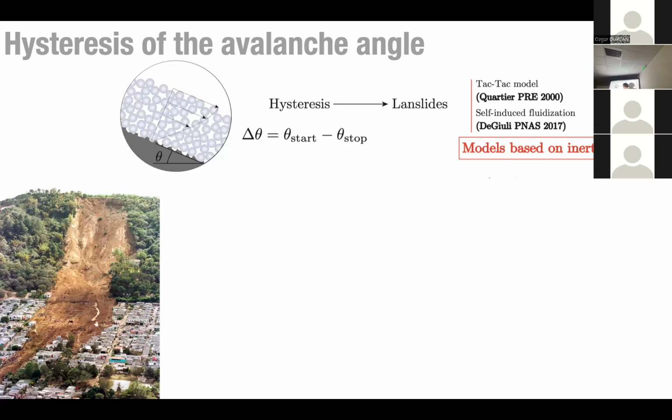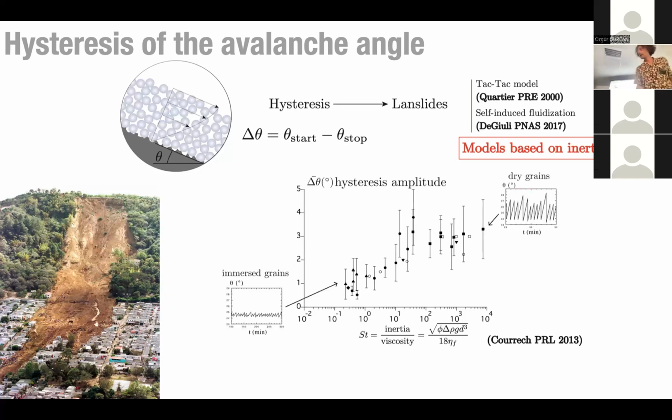It was studied a lot because it has very dramatic consequences on geophysical flows or submarine avalanches. In a sense, the amplitude of the avalanche depends on delta theta, the difference between theta start and theta stop. So far, most models to explain hysteresis were based on inertia at the scale of the grain. Once the avalanche is flowing and has momentum, it's more difficult to stop it, so it stops at a smaller angle. There was this nice study by Courrech du Pont showing that the amplitude of the hysteresis, delta theta, decreases when you decrease the Stokes number, which precisely measures the inertia at the grain scale. All of this suggests that there would be no hysteresis in an overdamped system. If there is no inertia, there should be no hysteresis.